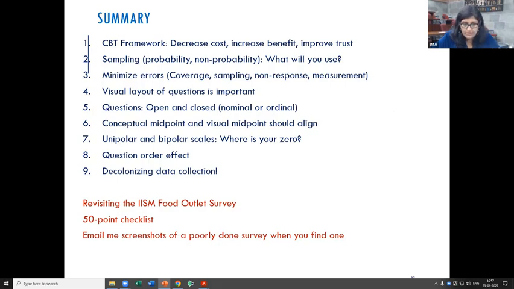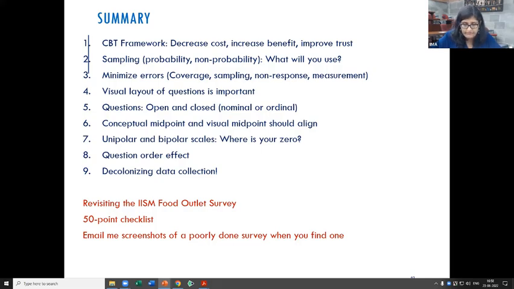Okay. We have learned that visual layout is important. We've learned about open and closed-ended questions, conceptual midpoint, visual midpoint, unipolar scales, bipolar scales, question order effect, and we talked a little bit about decolonizing data collection. We need to think about decolonizing the process. We won't revisit the food outlet. We've already spent enough time talking about it.